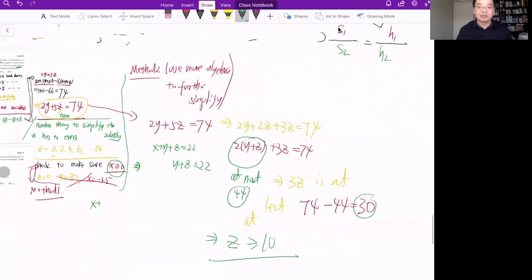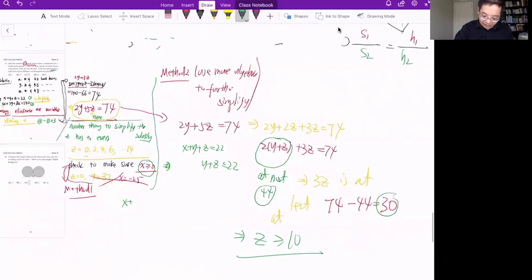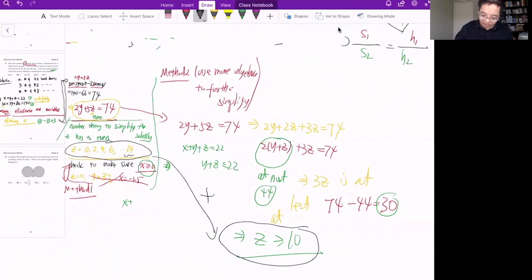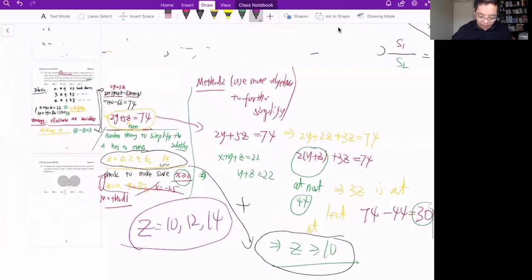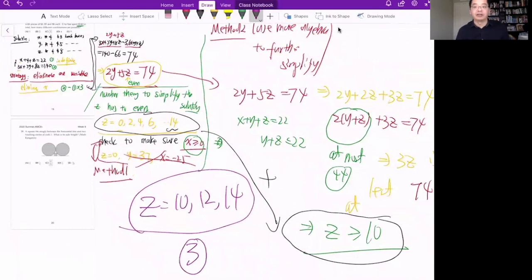Now this provides us all those values of z. We combine with number 1, so z has to be even and all the way to 14. Then z has to be no less than 10. If we combine those two things together, we just identify all those valid z's, because z is 10, 12, and 14. So that's all the possible values of z, and in total, we have 3 options.